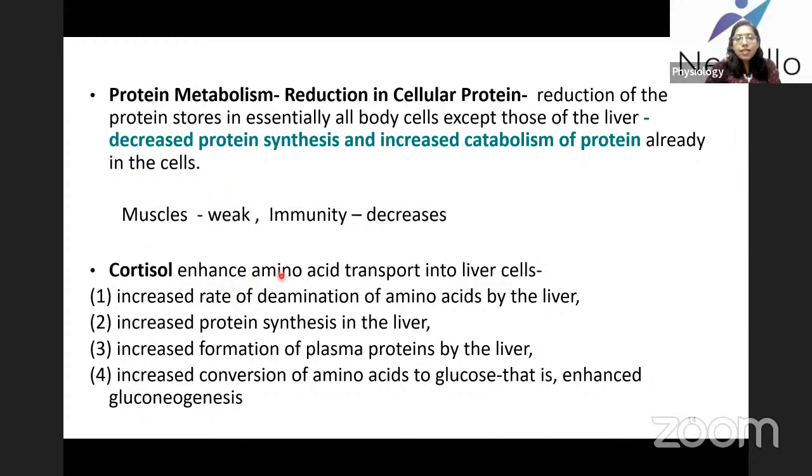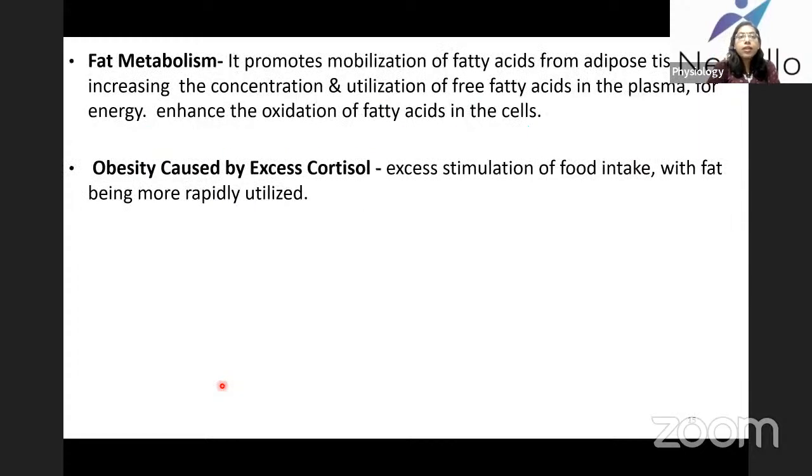Cortisol also enhances the amino acid transport into the liver cell, with an increase in the rate of deamination of amino acids by the liver, increased protein synthesis in the liver, increased formation of plasma proteins by the liver, and increased conversion of amino acids to glucose by enhancing gluconeogenesis. So in short, it increases the glucose levels. It causes catabolism of the proteins. And now we'll understand its effect on fat.